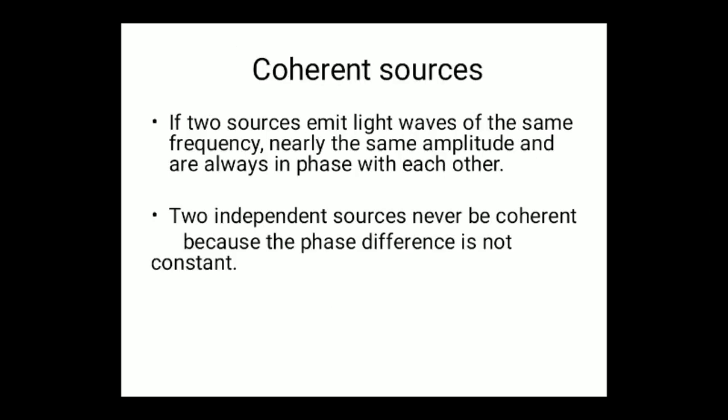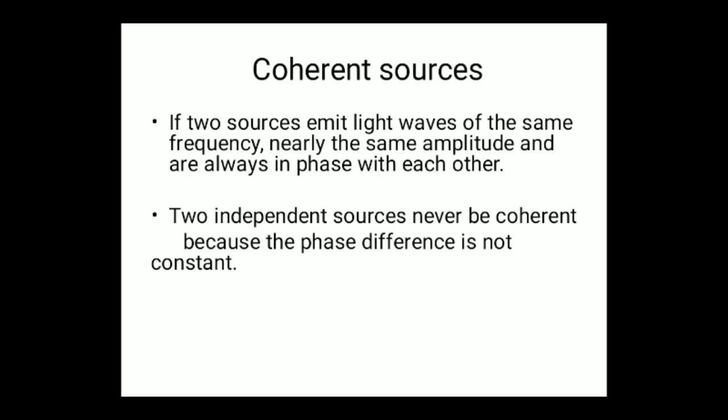Here we mentioned coherent sources. What are coherent sources? Two sources are said to be coherent if they emit light waves of the same frequency, nearly the same amplitude, and are always in phase with each other. If we take two independent sources, are they coherent? No, they are not coherent because the phase difference between them is not constant.